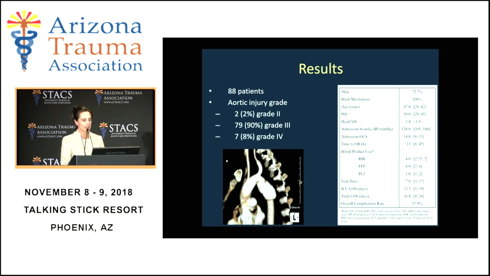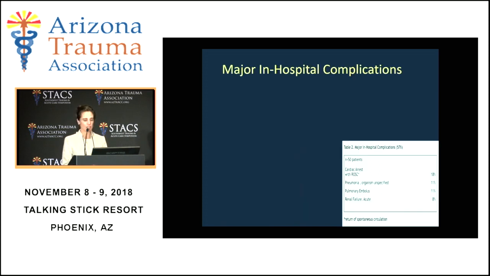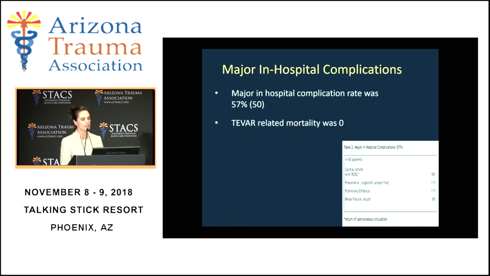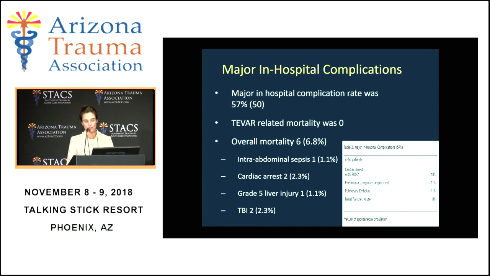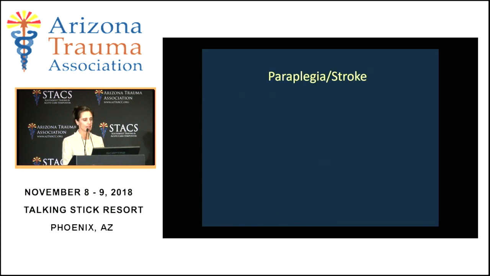So we looked at 88 patients. Again, the majority had grade 3 injuries. The major in-hospital complication rate was pretty high. That included pneumonia, PE. Remember, these patients come in with more than one injury. They're injured in more than one location. TEVAR-related mortality was 0, and overall hospital mortality was 6. But again, these patients had other significant injuries, liver injuries, TBI.